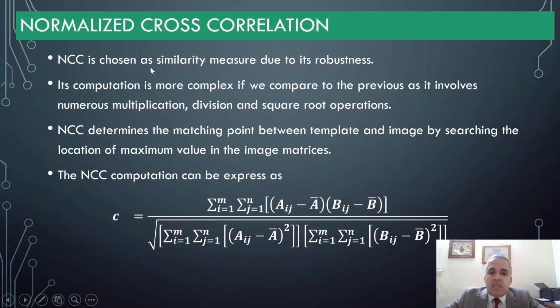It's chosen as a similarity measure due to its robustness. Its computation is more complex compared to the previous, as it involves numerous multiplication, division, and square root operations. Normalized cross correlation determines the matching point between template and image by searching the location of maximum value in the image matrices. The NCC computation can be expressed as shown here.